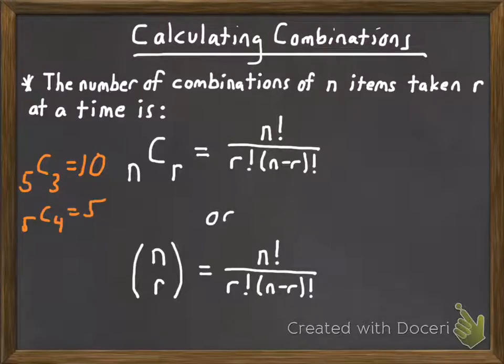All right, and the formula, and I'll show you how to actually use it in the next couple examples, is this. You do the number of items that you're choosing from, factorial, so it would have been 5 factorial, over the number of items that you are taking at a time, factorial, times the difference between the number that you have and the number that you're choosing, factorial. And instead of writing nCr like this, you can write it in parentheses where you say, here's the number of items I have to select from, and here's the number of items that I'm taking at a time.